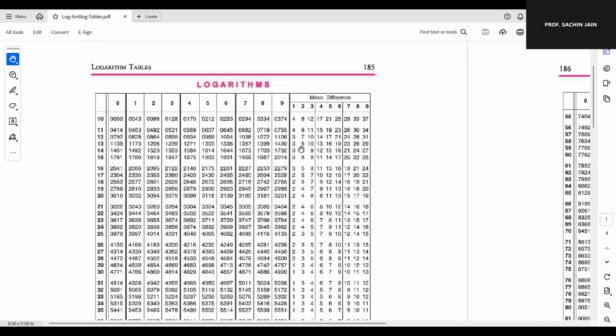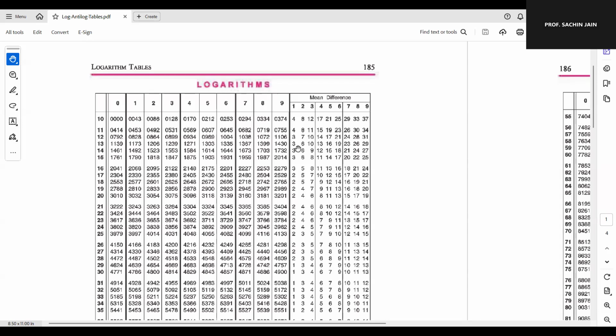So hopefully everyone is getting it. Log value will be 12 का 3 देखो 0899 और उसके अंदर 4 मीन डिफरेंस देखो तो 14 आ रहा है. Now add up the value, you will get it as 0913. So the answer is 1.0913. This is how you find the log.